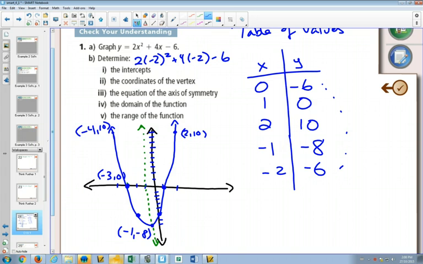Well, our x-intercepts for part 1, that's where it crosses the x-axis. That happens at x equals 1 and x equals -3. We can find our y-intercept from our graph. Our y-intercept is where it crosses the y-axis. It happens at y equals -6. That's when x is 0.